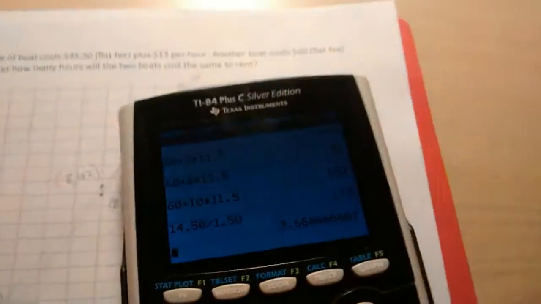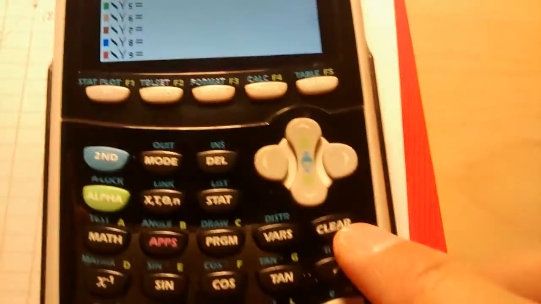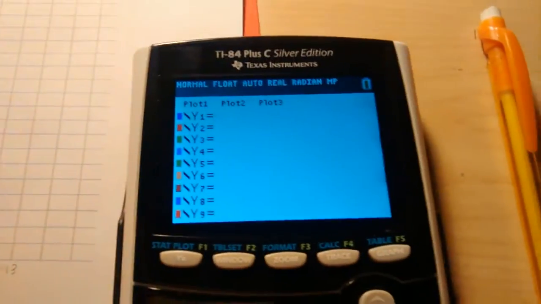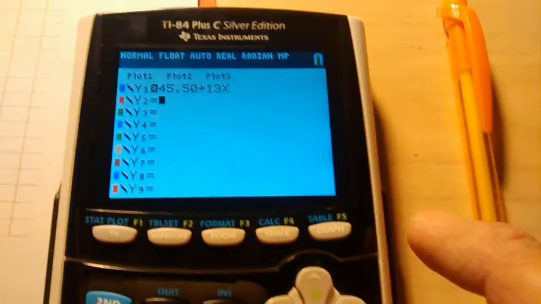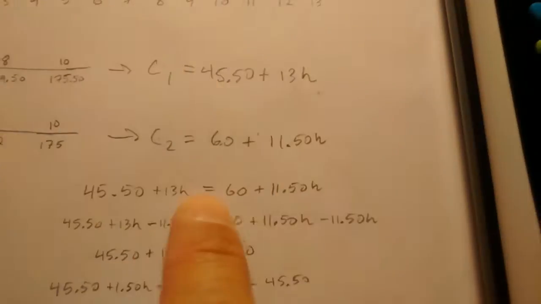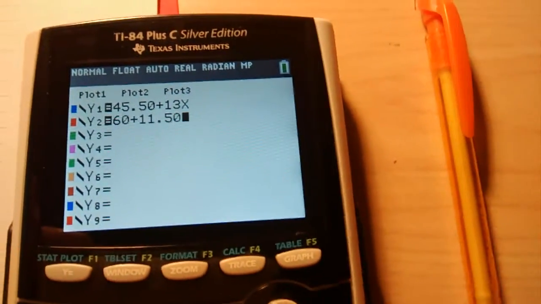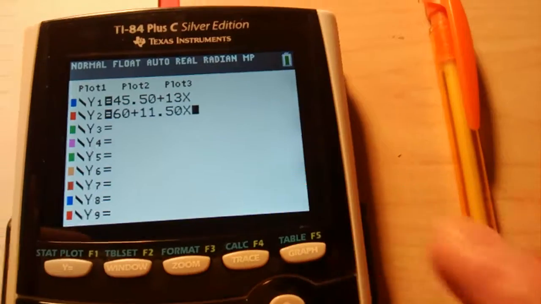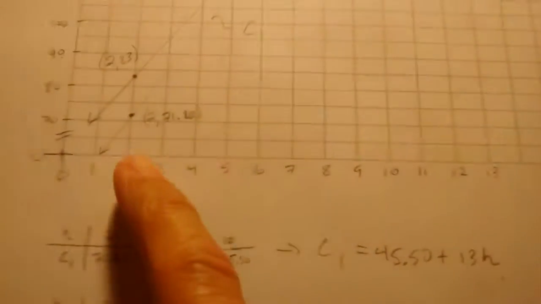So in your graphing calculator, do this with me. I'm going to hit y equals. So I'm going to clear, arrow down and hit clear. So I've cleared all those out, and I'm going to put those in there. 4550 plus 13 hours. We've got to remember to use x's and y's here. So this one, 60, where are you, plus $11.50 per hour.